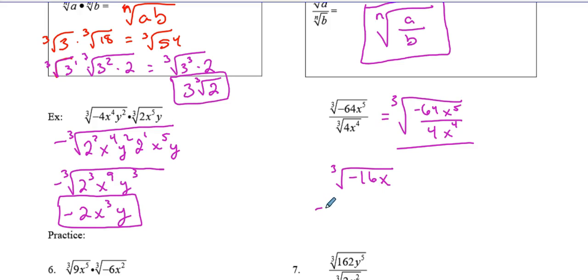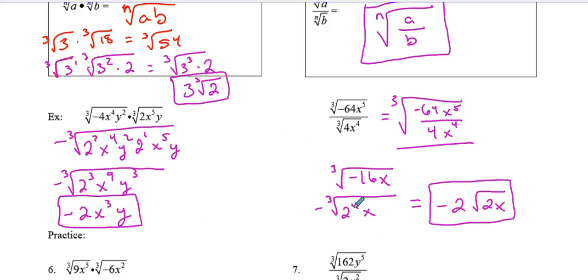So let's bring that negative out. And let's break that 16 down into 2 to the fourth power times x. So that's going to give me negative 2 with a 2x left behind.